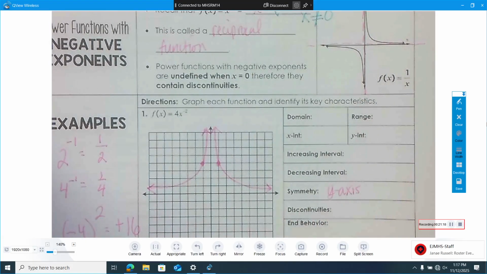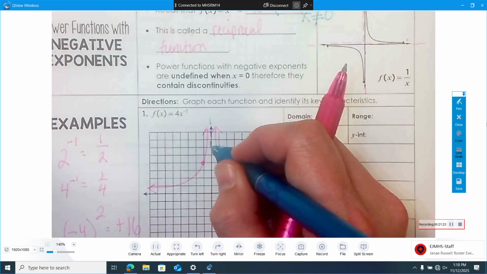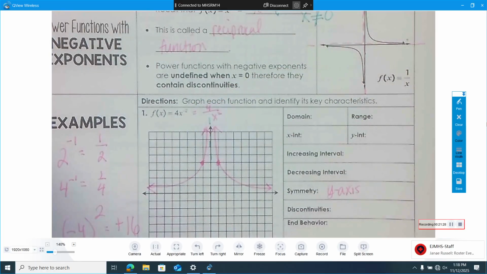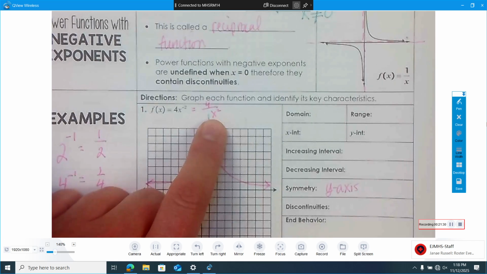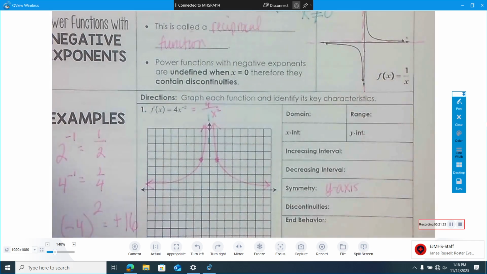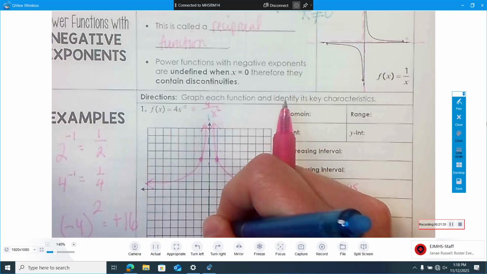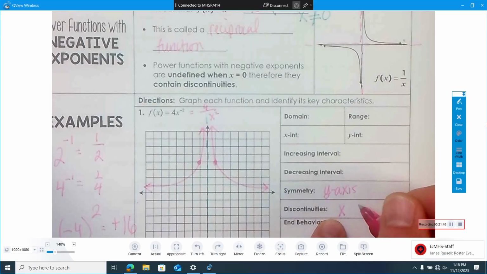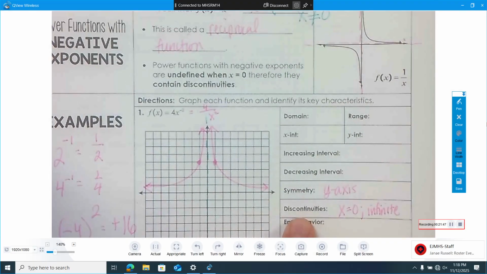Does it have a discontinuity? Yeah, it does. It still has this, because again, it's 4 over x squared. That x squared is not allowed to equal 0. So it has this undefined thing right there. X equals 0 is an infinite discontinuity. And again, it just comes from that domain, the denominator.